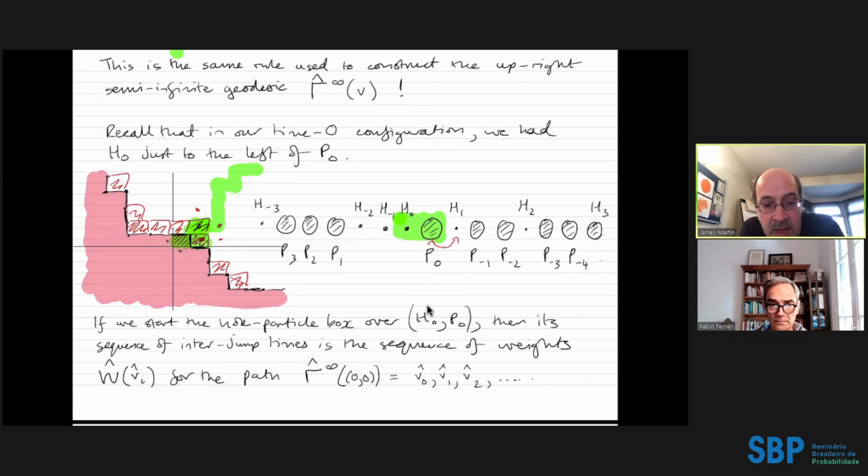And each step of that green path is going to correspond to a jump of this second class particle. And actually, the sequence of times between the jumps of the second class particle corresponds exactly to these dual weights along this geodesic. So if I am interested in what weights along a geodesic look like, it's really just the same as what the times between jumps of the second class particle look like.